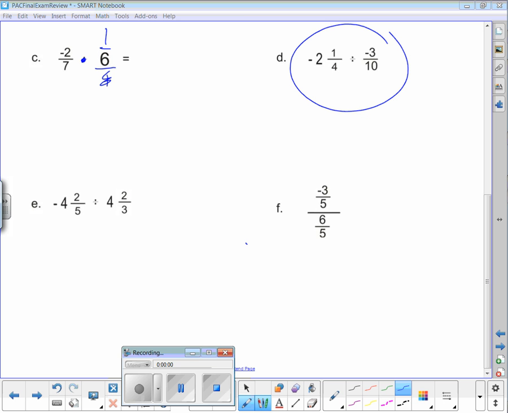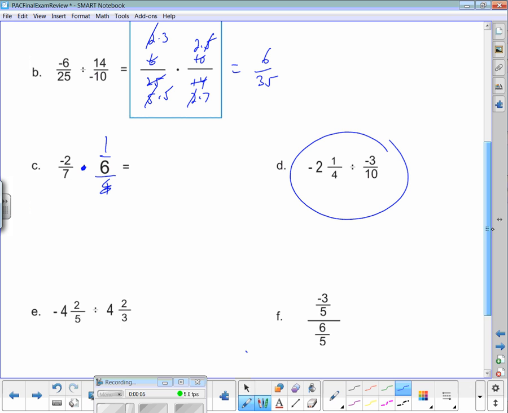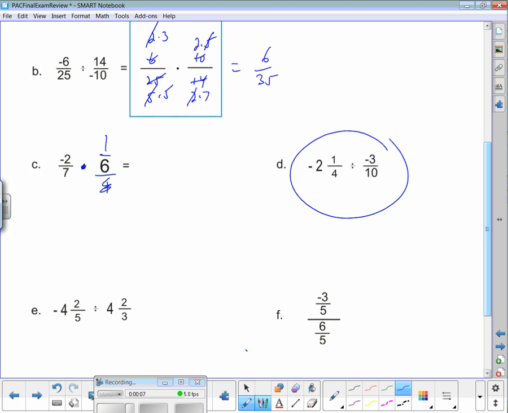All that stuff in the beginning, whether something's positive or negative, then so much the better, all right? So C, 6 over 1, invert it, change the multiplication. D, we already know how to do a negative mixed number. Negative divided by negative is a positive.